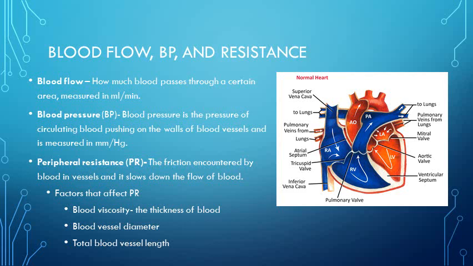There are three important factors affecting peripheral resistance: blood viscosity, blood vessel diameter, and total blood vessel length. Blood viscosity is the thickness of blood, and an increase in blood viscosity increases peripheral resistance. Blood vessel diameter: vasoconstriction increases peripheral resistance, and vasodilation decreases peripheral resistance. And total blood vessel length just means the longer the blood vessel, the more peripheral resistance there is.